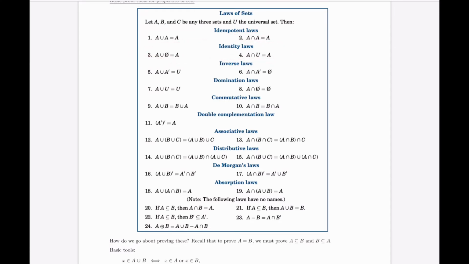Identity laws have direct analogs in logic in terms of, let's say, applying an or to a proposition together with the contradiction, or applying an and to the proposition together with the tautology. Inverse laws, domination laws, commutative laws, of course, look very familiar. It doesn't matter whether you say A union B or B union A. Similarly, it doesn't matter if you say P or Q versus Q or P.